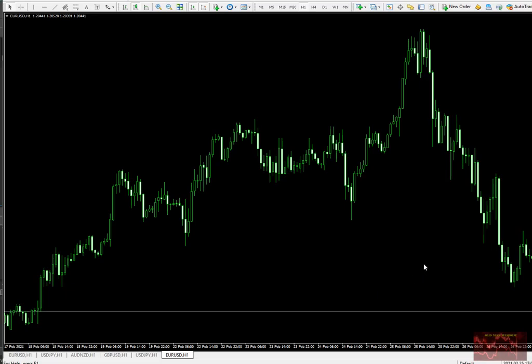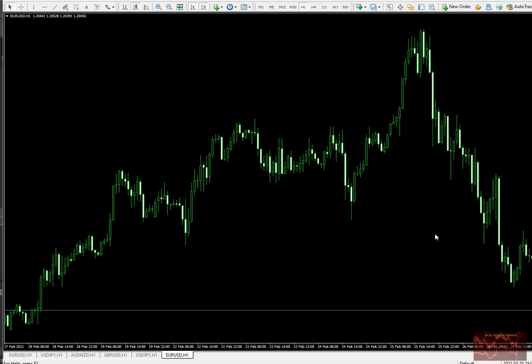Okay, so today I'm going to explain a couple of indicators, the benefits of having them on your screen and how to trade them. The first indicator is a multi-time frame moving average.